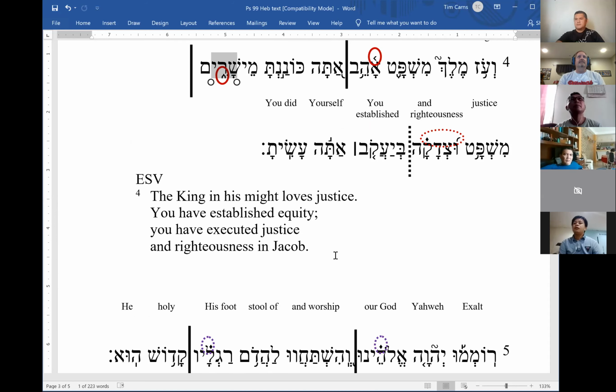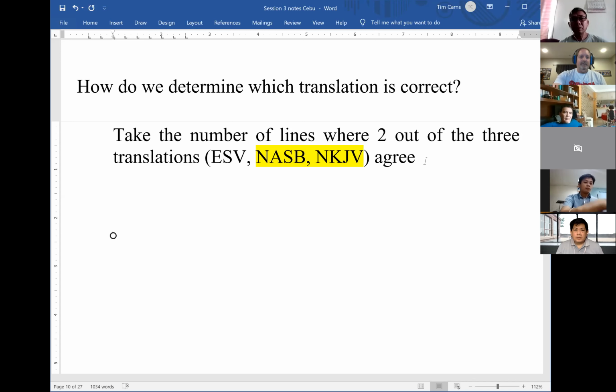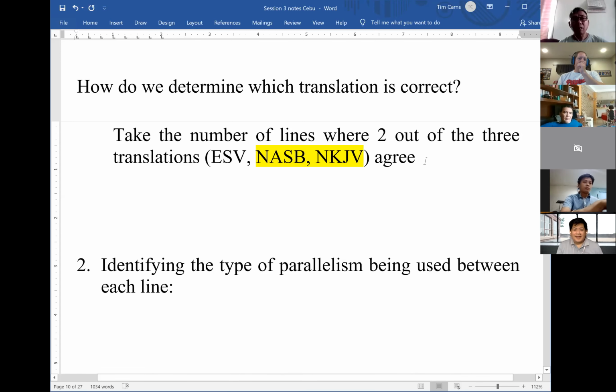They match. In this particular issue, if you remember, the New American Standard and the King James agreed, and we went back and looked at the Hebrew accents, and they indicated those translations were correct. So, some advanced Hebrew. You guys are going to be Hebrew scholars after this session is done. Now, that just covers the number of lines.